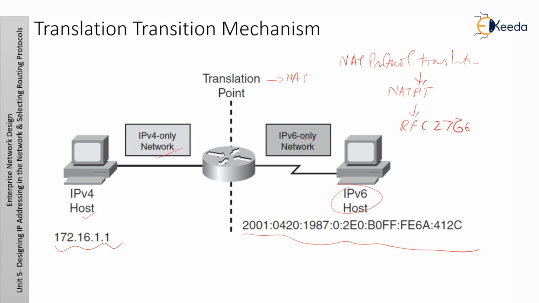ALGs use a dual stack approach and enable a host in one domain to send data to another host in the other domain. This method requires that all application servers be converted to IP version 6.